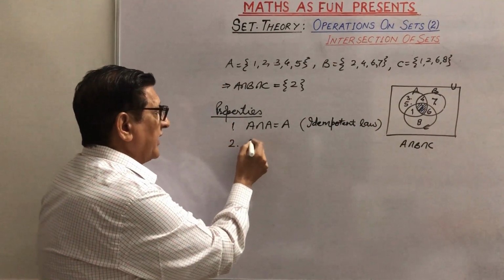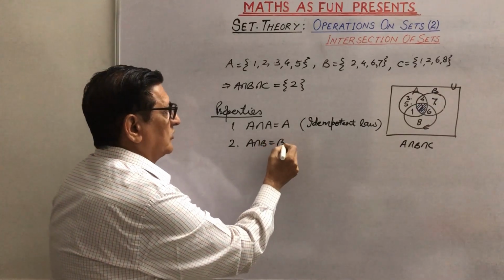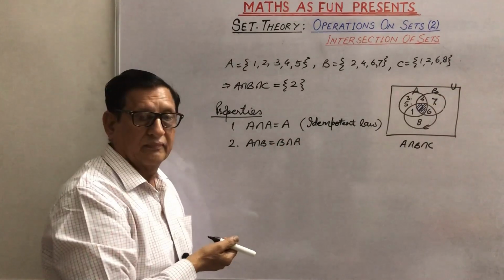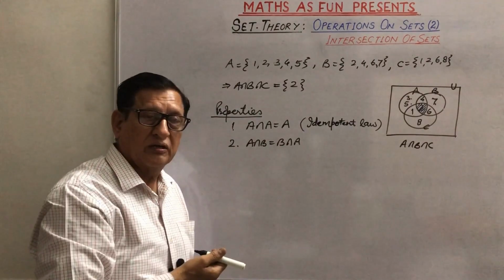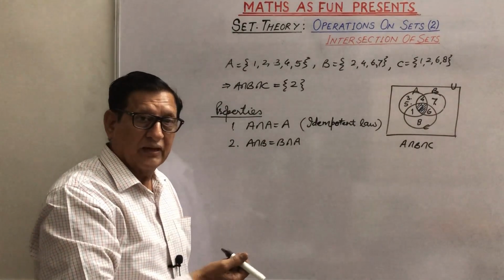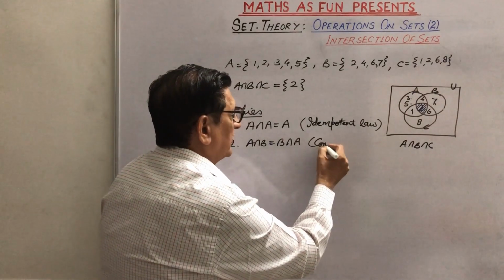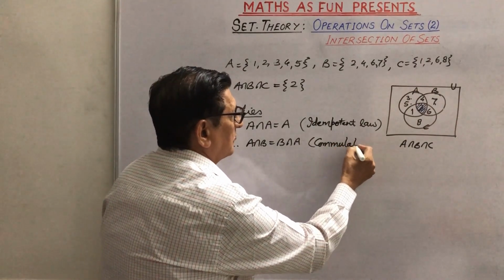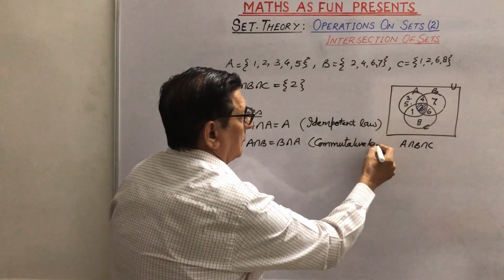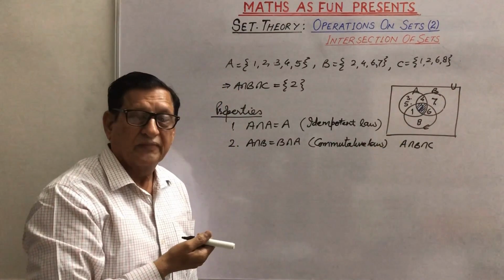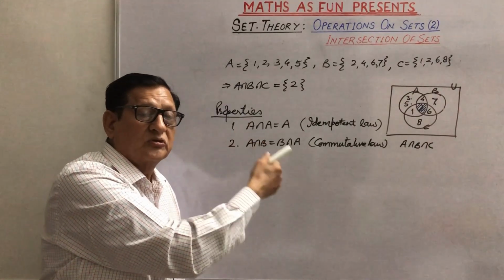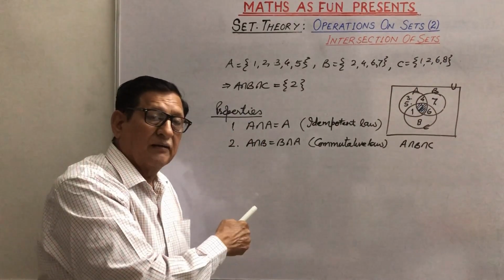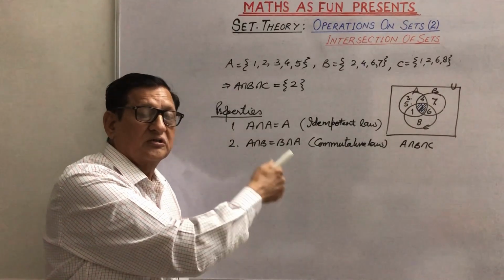Second is A intersection B is equal to B intersection A. Common elements in A and B or common elements in B and A, meaning same. And this is known as commutative law or commutativity. So we can say intersection of two sets is following the commutativity law, or we can say the intersection of sets is commutative.